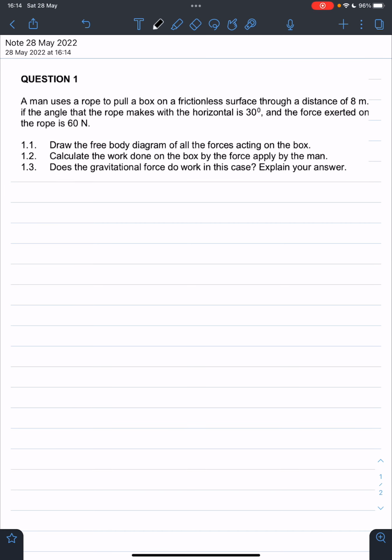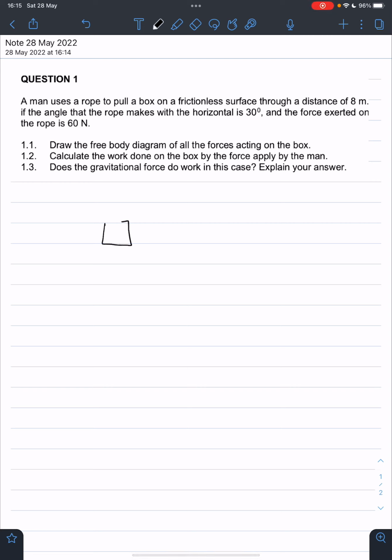Okay, so the question says a man uses a rope to pull on a box on a frictionless surface through a distance of 8 meters. If the angle that the rope makes with the horizontal is 30 degrees and the force exerted on the rope is 60 newtons, draw the free body diagram of all the forces acting on the box. Calculate the work done on the box by the force applied by the man. And the last question is, does the gravitational force do work in this case? Explain your answer. So let's first draw the scenario, what is going on.